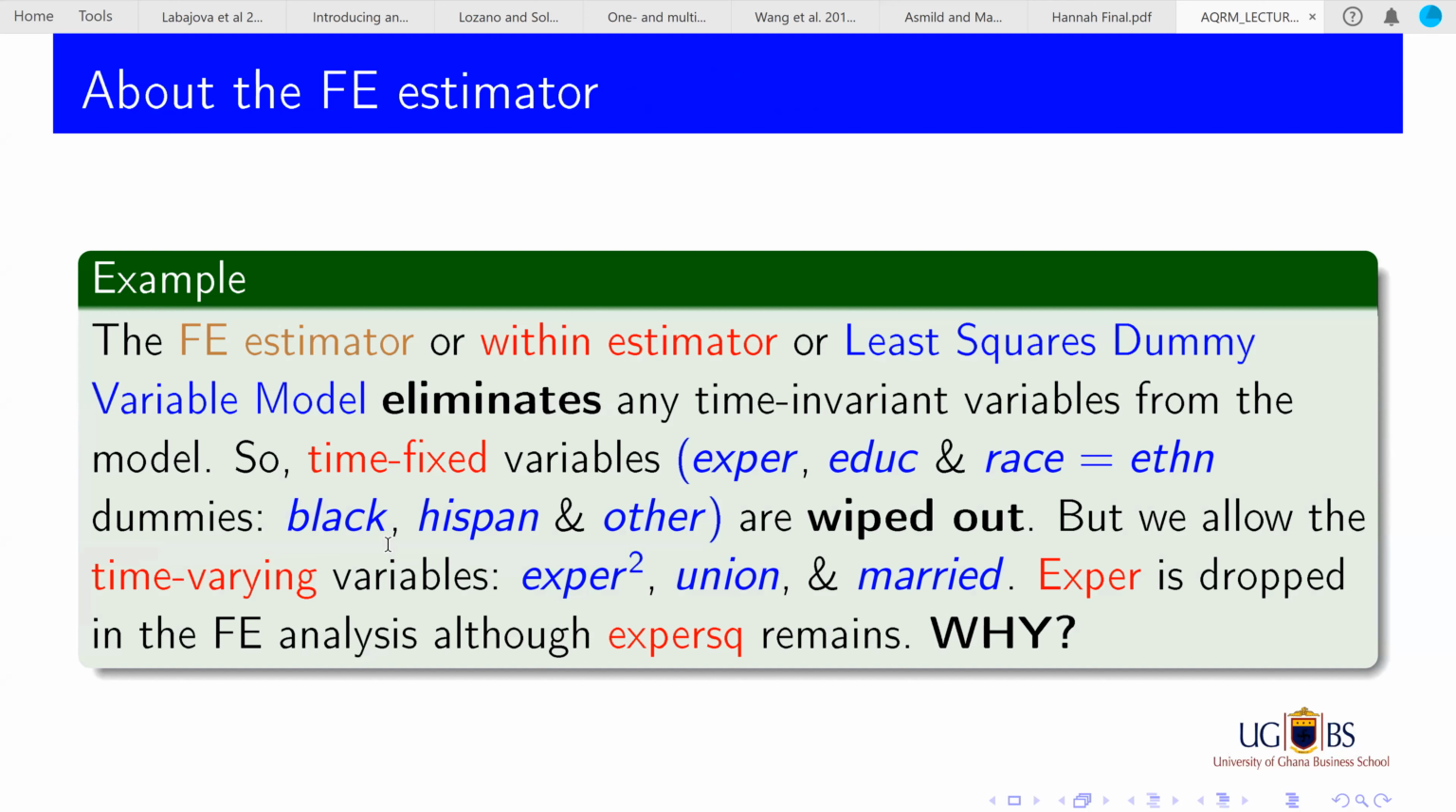The fixed effect estimator eliminates any time invariant variables from the model. So the time fixed variables, experience, education, a lot of them have all been wiped out. But like we said, we allow time varying variables into the model. Also think about why experience is dropped, although experience square is not dropped. We made that point clear the last time.